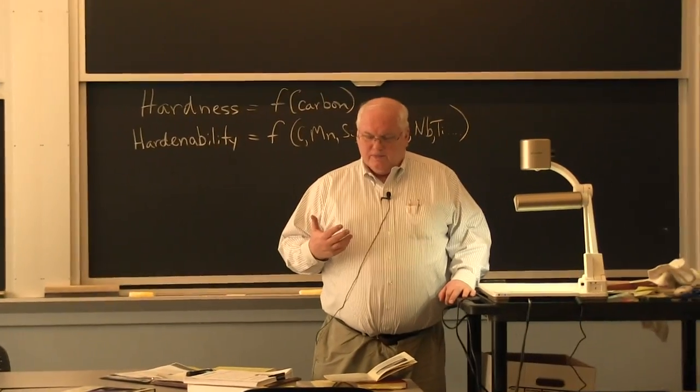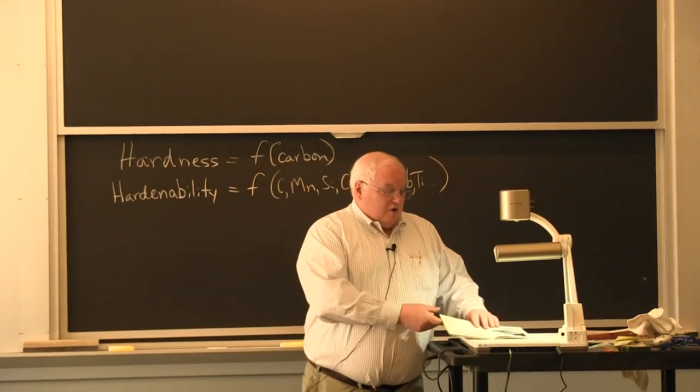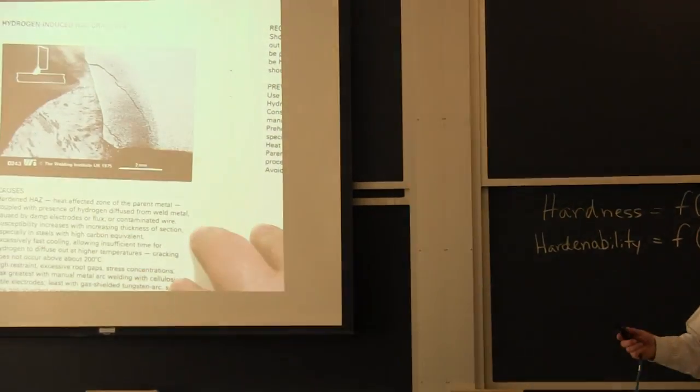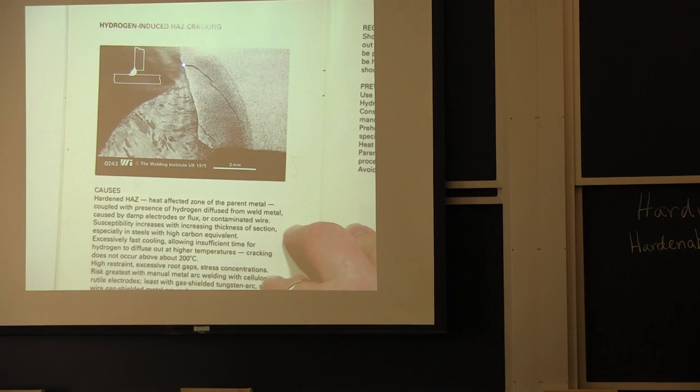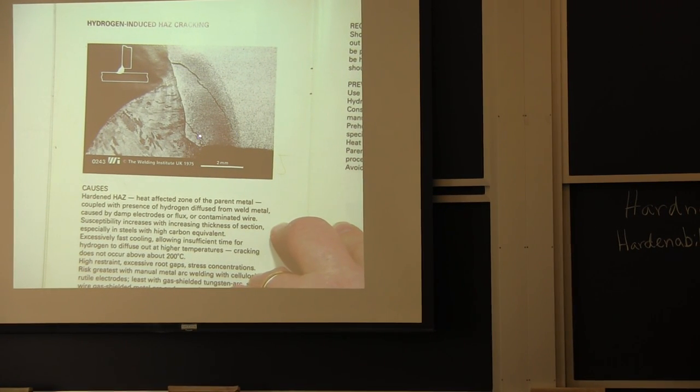Now, I've told you that the problem, the Achilles heel of steels in terms of welding, is hydrogen. And what can happen is you'll get cracking. Okay, here's a picture of a hydrogen-induced crack in a weld. Typically they start at the toe of the weld, or it's sometimes down towards the bottom in the root of the weld, basically at stress concentrations.